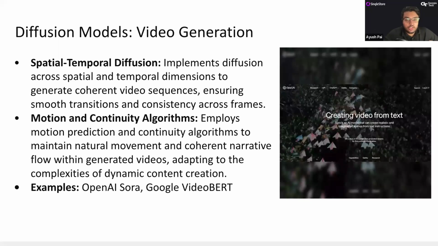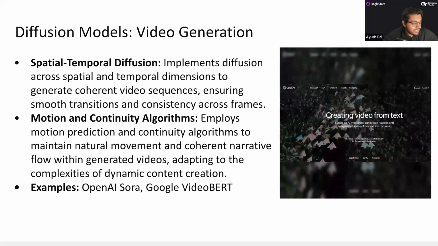So they use these motion and continuity algorithms that employ motion prediction to maintain natural movement. And these algorithms adapt to changes in scene, changes in action, and predict how the objects and characters will interact as the video unfolds.